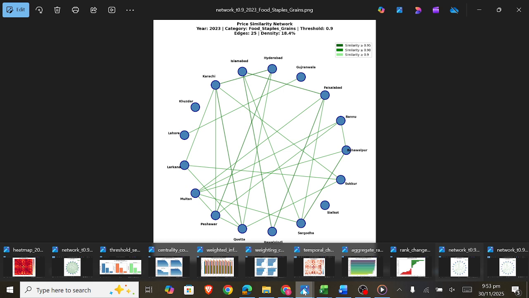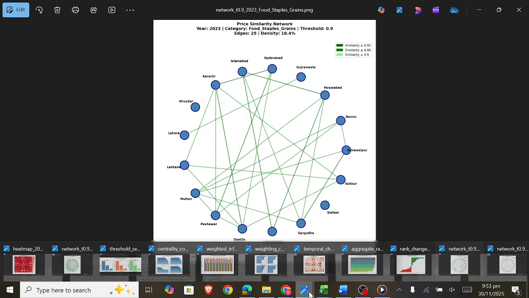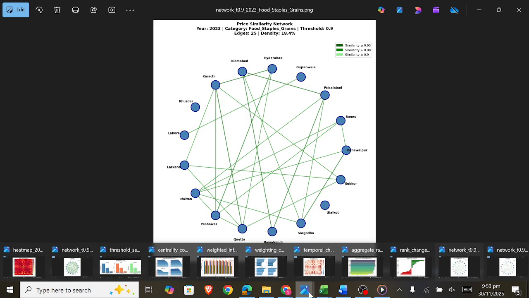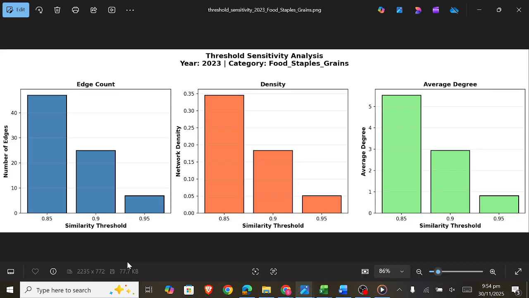Higher thresholds create sparser networks, revealing only the strongest relationships. At tau 0.85, we get a denser network, but at tau equals 0.95, it drops to 49%, showing the threshold sensitivity. Can you show me the threshold sensitivity graph as well?